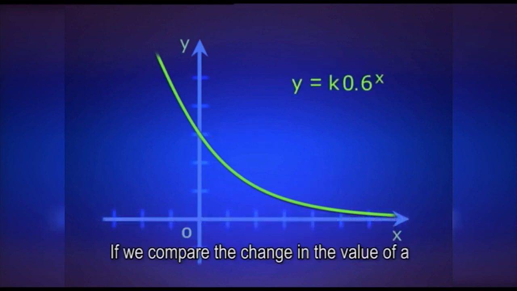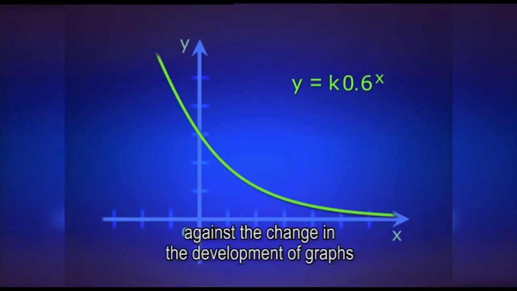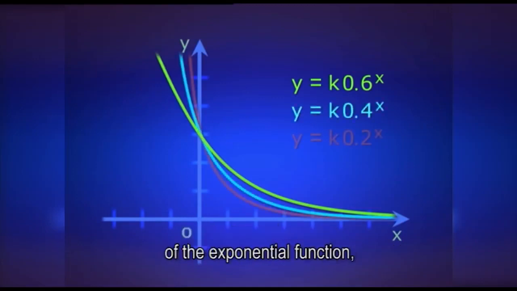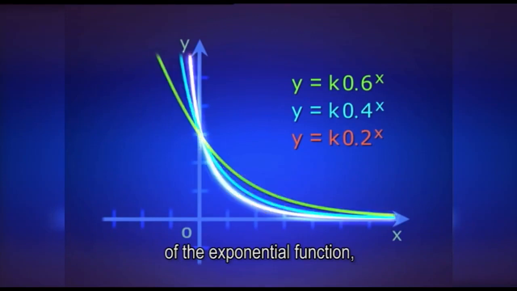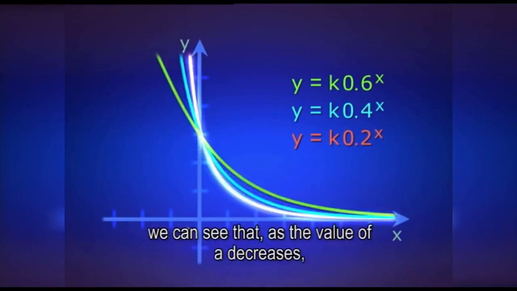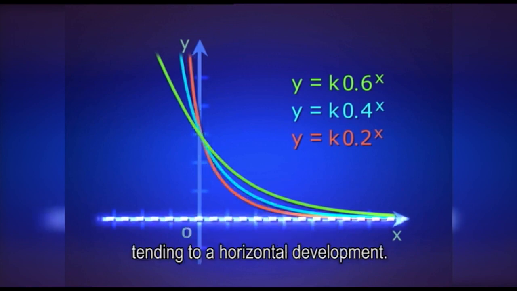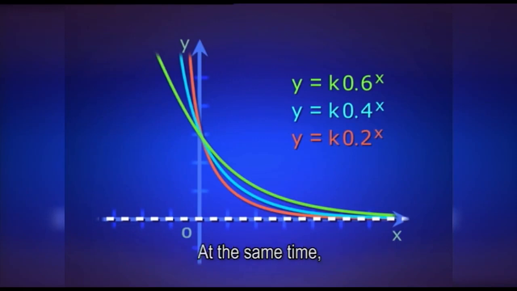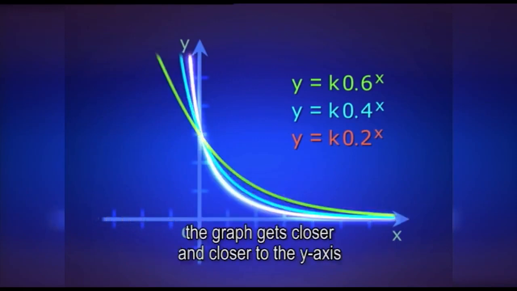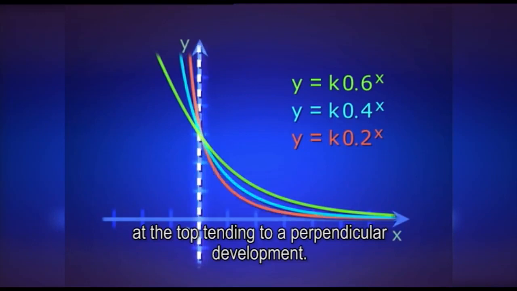If we compare the change in the value of a against the change in the development of graphs of the exponential function, we can see that as the value of a decreases, the graphs get closer and closer to the x-axis, tending to a horizontal development. At the same time, the graphs get closer and closer to the y-axis at the top, tending to a perpendicular development.